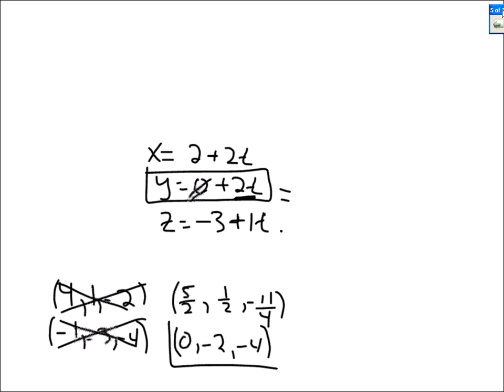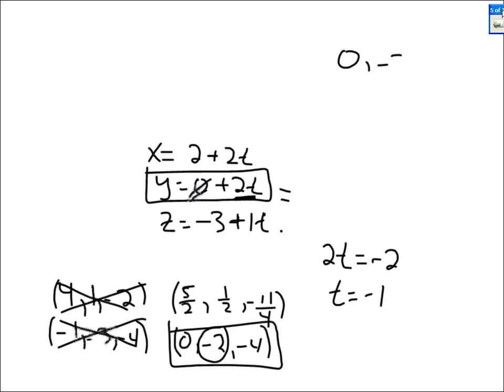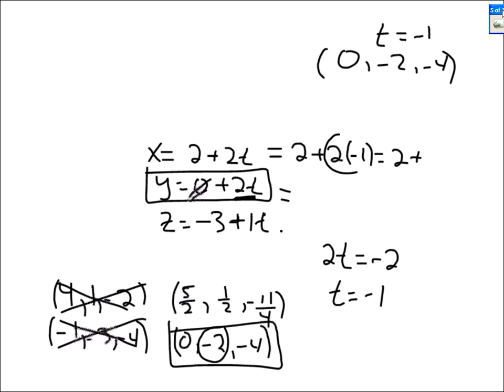Okay, let's try this one next. So for the y value, 2t must equal the y value, -2. So t is -1. So 0, -2, -4, t has to be -1. So we know the second equation works. Let's verify the first. 2 plus 2 times t, which is 2 plus -2, which is 0. And it matched like a glove, fit like a glove. Positive 2 times -1 is -2. Perfect. Looking good.